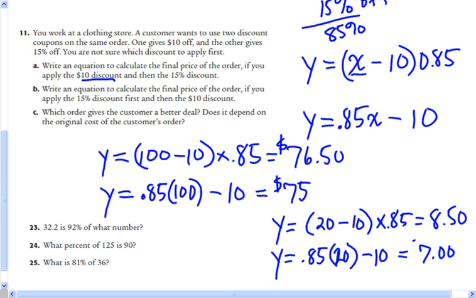It seems to me that we are always going to be $1.50 better off if we do it this second way, using this equation, taking 15% off first, and then subtracting 10. That would be my conjecture here.